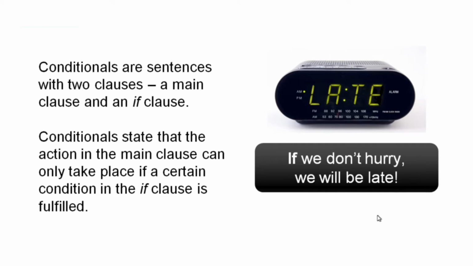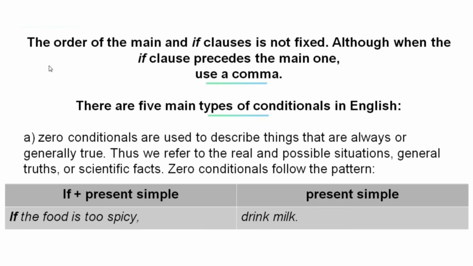Now, this is a conditional sentence, and it's used to talk about an action that can only take place, being late, if we do not hurry. Now, the order of the main and if clause is not fixed, although when the if clause precedes the main one, make sure to use a comma. Now, there are 5 types of conditionals in English. Let's have a look at those conditionals.